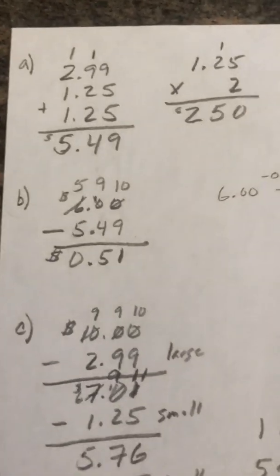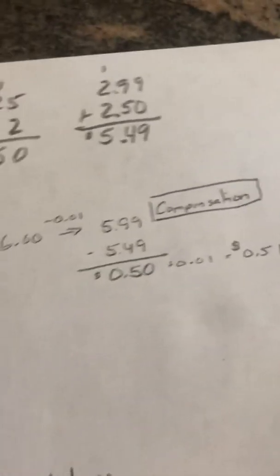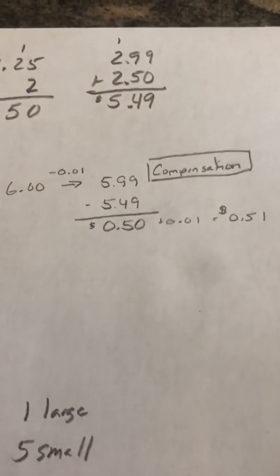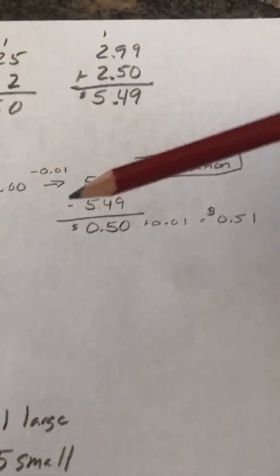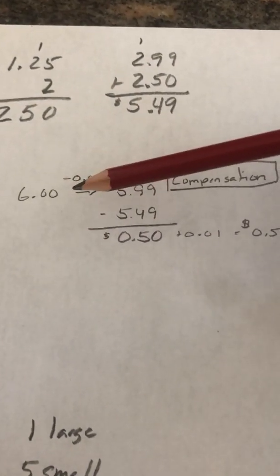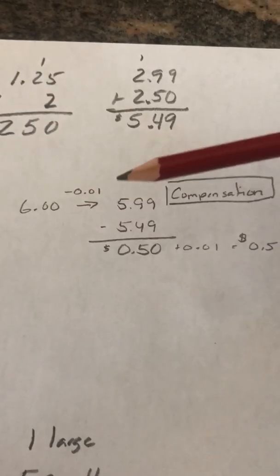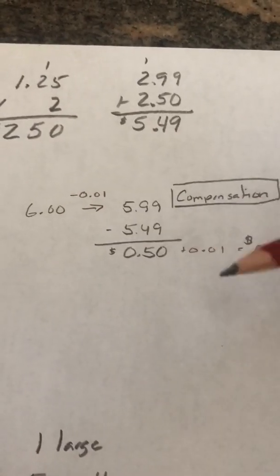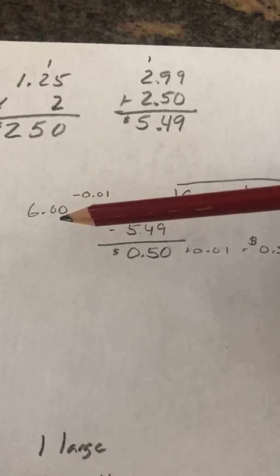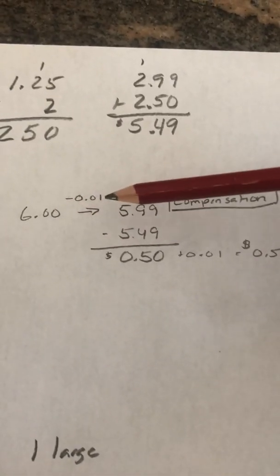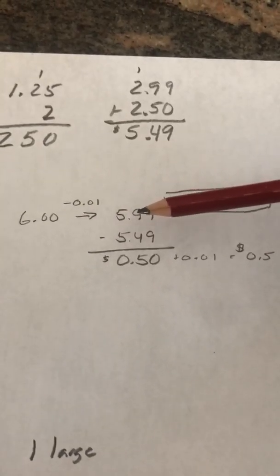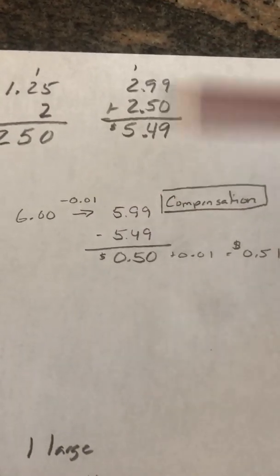Now there is a method called compensation that we do use in math, and it's a tricky concept for kids to understand, but this is one of the circumstances where I actually like to use it. I like to use it in numbers that end in all zeros because sometimes it makes it easier than having to regroup and trade for kids. So in this case, I'm just going to take the $6 that we start with. I'm going to take a penny away from it. So I'm taking 1/100th away, and it's going to become $5.99.